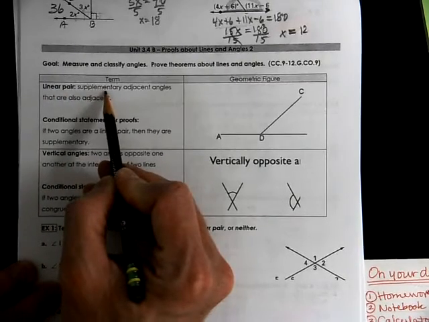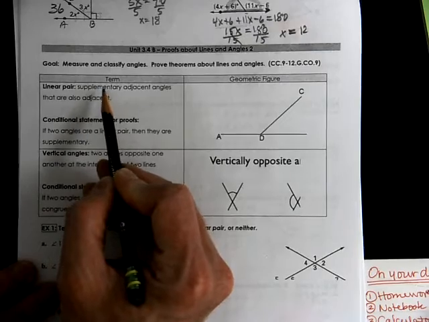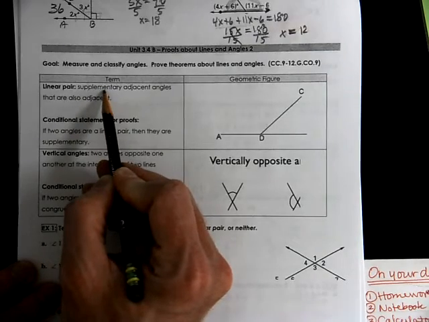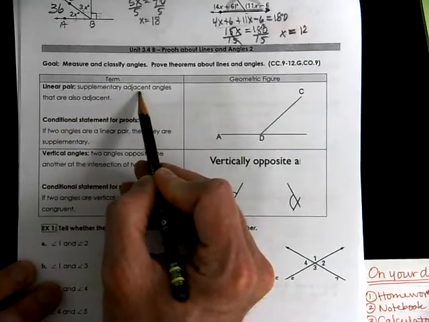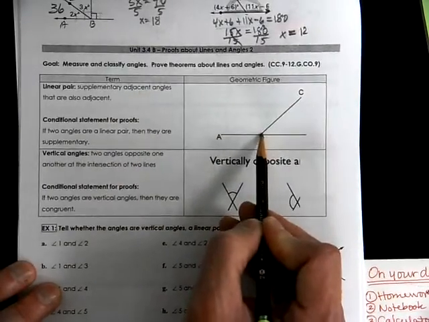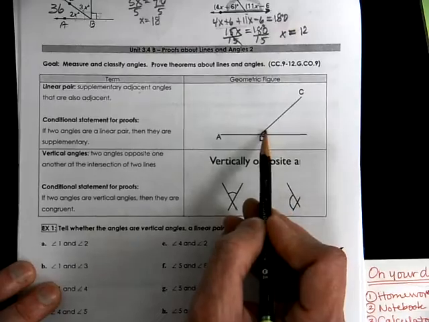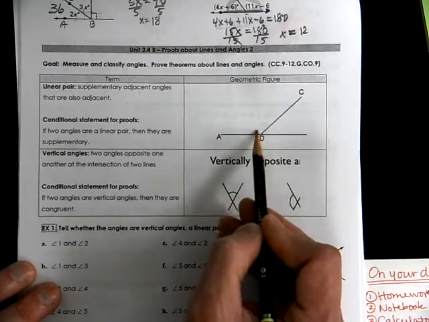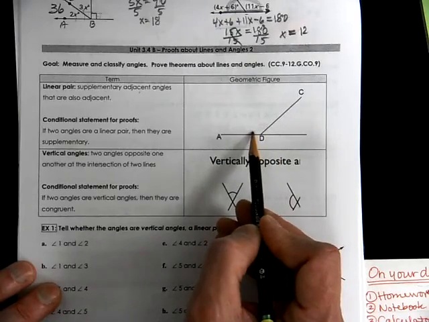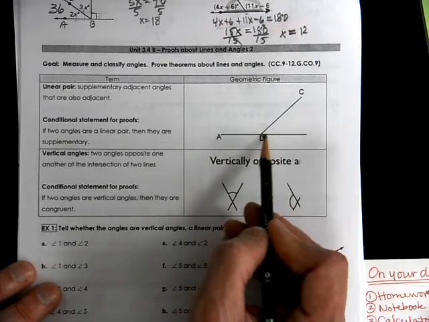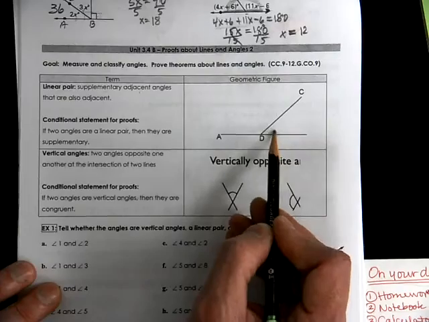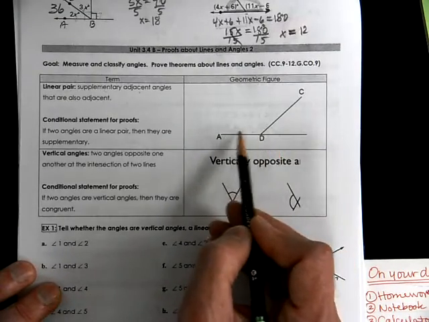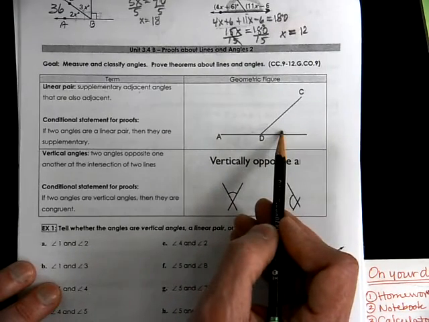Yesterday we learned about supplementary angles, and supplementary angles are two angles that add up to 180. Yesterday we also learned about adjacent angles, and adjacent angles have the same vertex and they share a side. So this is an example of adjacent angles that are also supplementary, that form a straight line, that add up to 180. So this is an example of a linear pair.